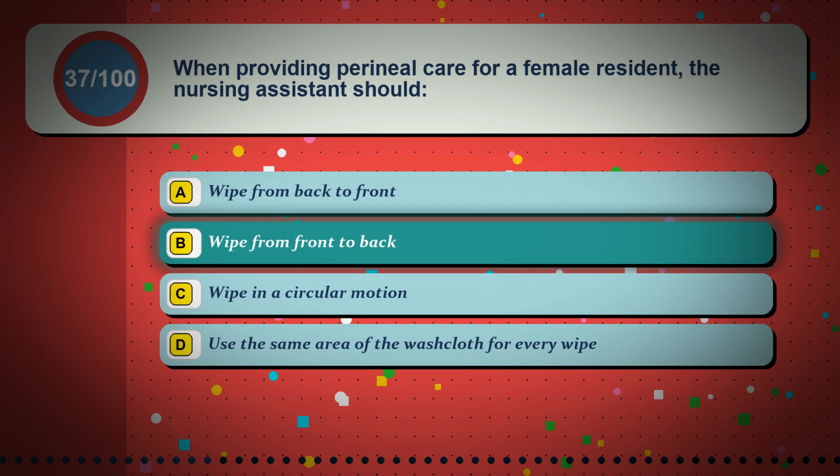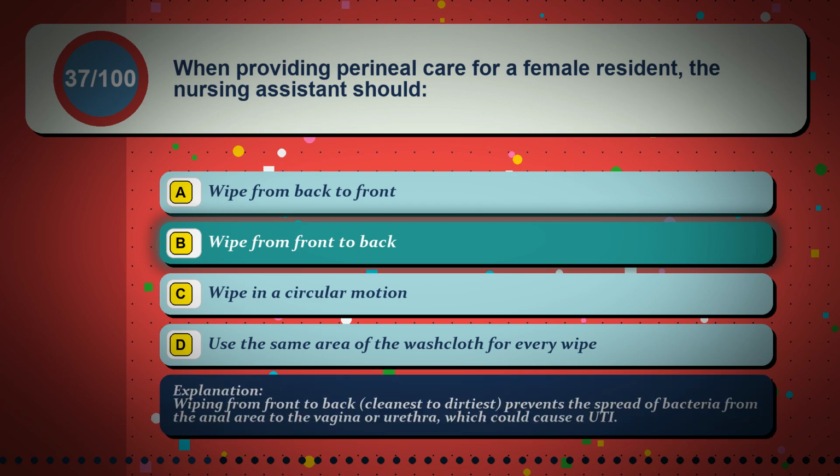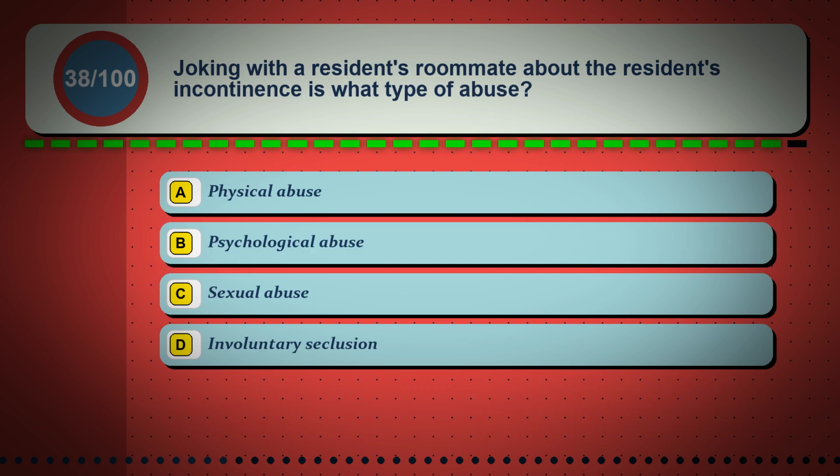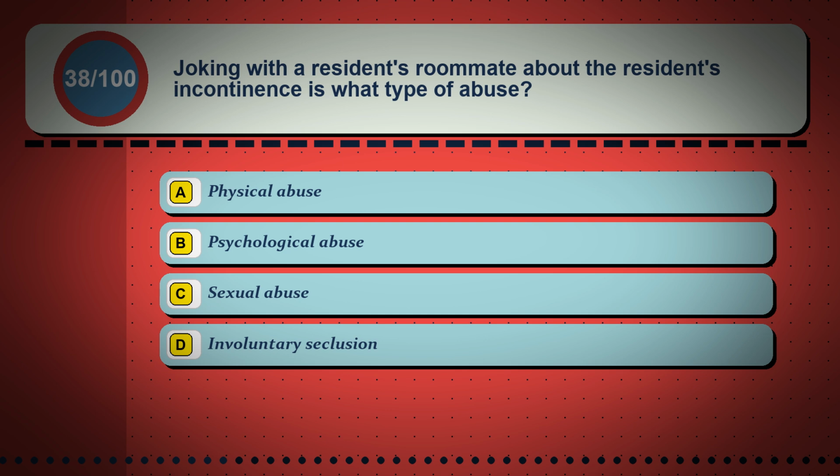The correct answer is option B, wipe from front to back. Wiping from front to back, cleanest to dirtiest, prevents the spread of bacteria from the anal area to the vagina or urethra, which could cause a UTI. Question 38. Joking with a resident's roommate about the resident's incontinence is what type of abuse? Option A, physical abuse. Option B, psychological abuse. Option C, sexual abuse. Option D, involuntary seclusion.